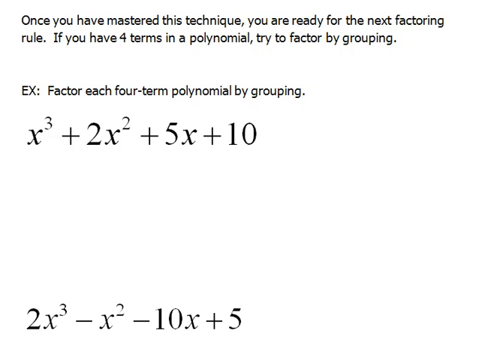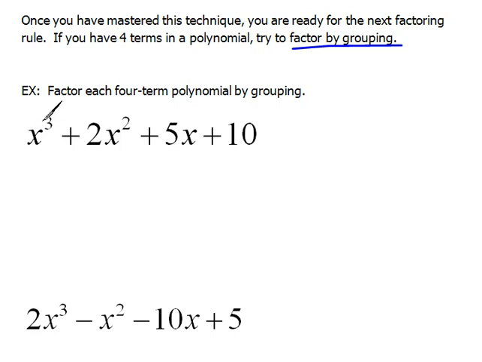Alright, so now once you've mastered this technique, you're ready for our next factoring rule. Now remember, our first factoring rule is always pull out the GCF. Our second factoring rule has to do then with how many terms that you have. So if you have 4 terms, we're going to factor by grouping. That's what this is called. Okay? So let's jump in here and we'll explain as we go.